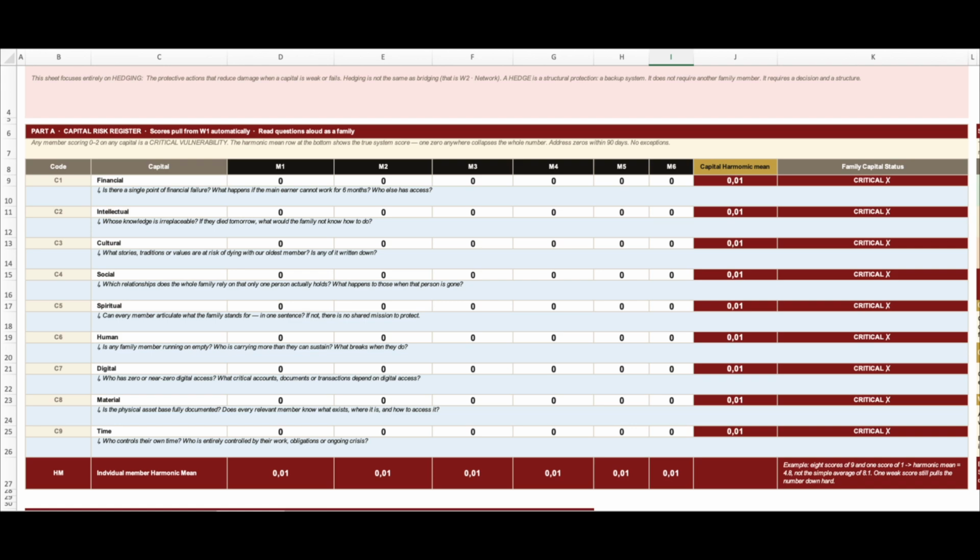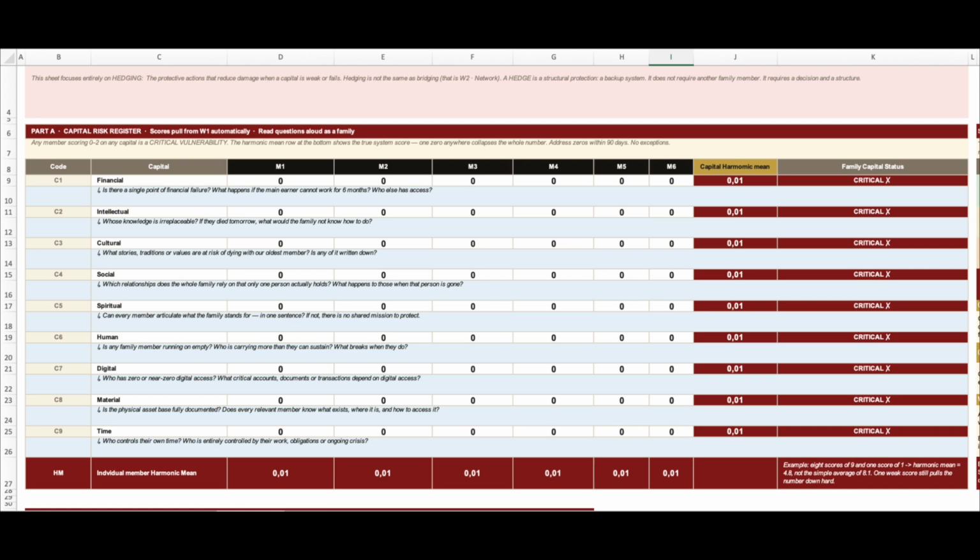Read the reflection question aloud. Discuss it openly. Don't rush the conversation. These questions are designed to uncover hidden vulnerabilities that often go unnoticed. Ask yourselves, what happens if the family's primary income suddenly stops? Whose knowledge would disappear if they were no longer here? Which relationships depend entirely on one person? What stories or traditions have never been recorded? Who is carrying more responsibility than they can realistically sustain?